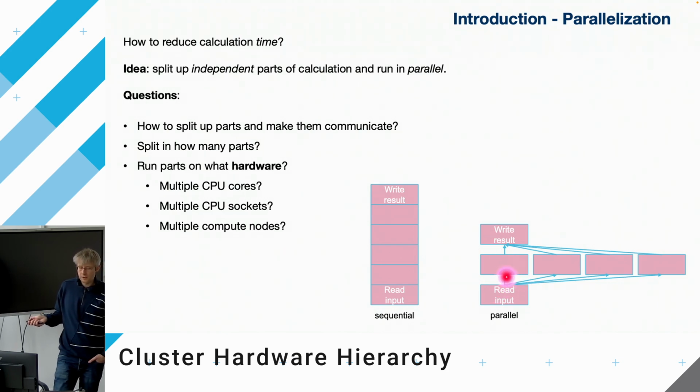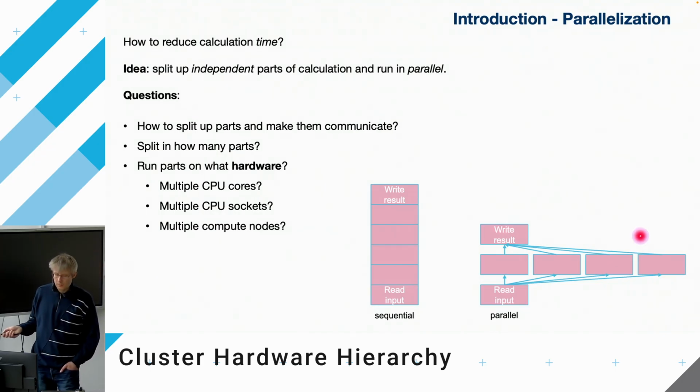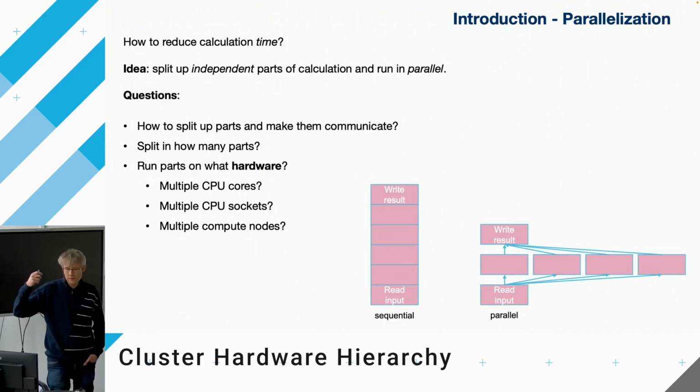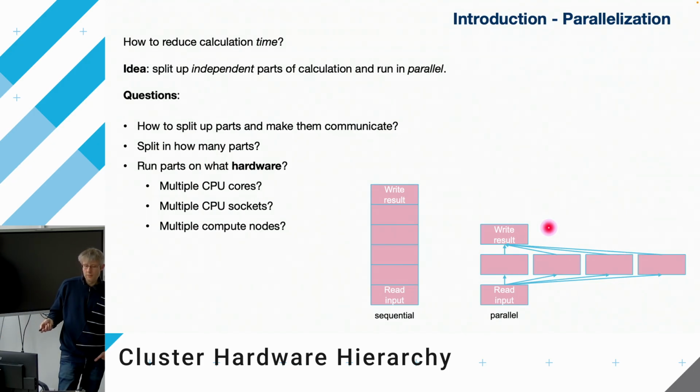We read some input, then we have to distribute this input data and run the calculation steps in parallel. And then we have to gather the results and write the results down in a result file. And then we are done. And because these calculation steps are done in parallel, we save some time and our whole calculation time is reduced in comparison to the sequential version.